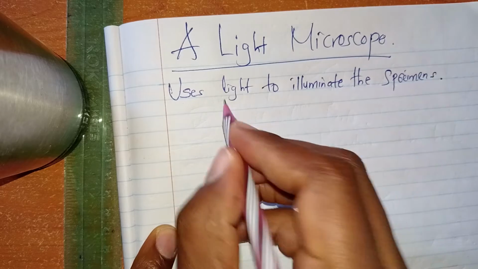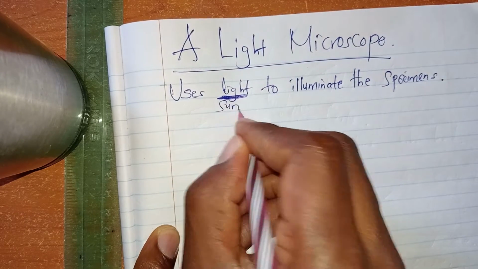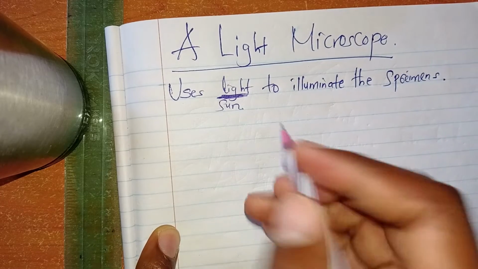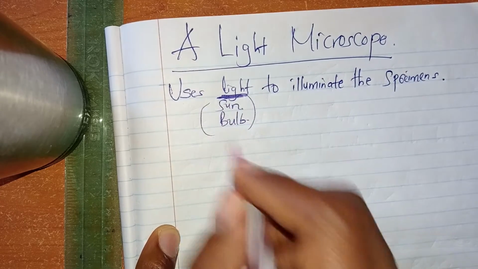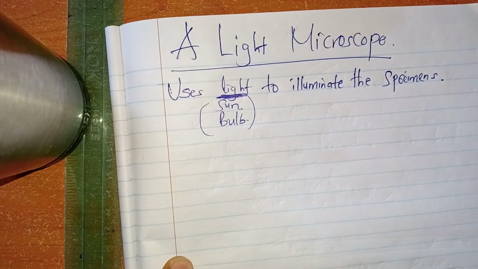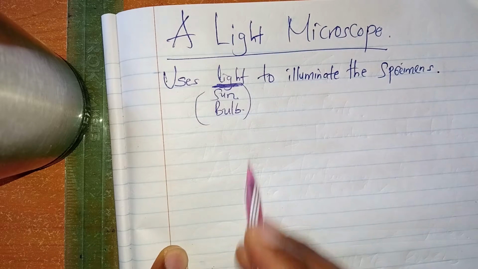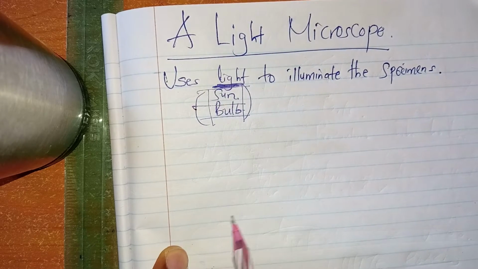Uses light to illuminate. The source of light can be natural light from the sun. It can also be light from a bulb, because we have some microscopes that you connect to the power or maybe electricity and then you use them, but it's a light microscope. Don't call that one an electron microscope.